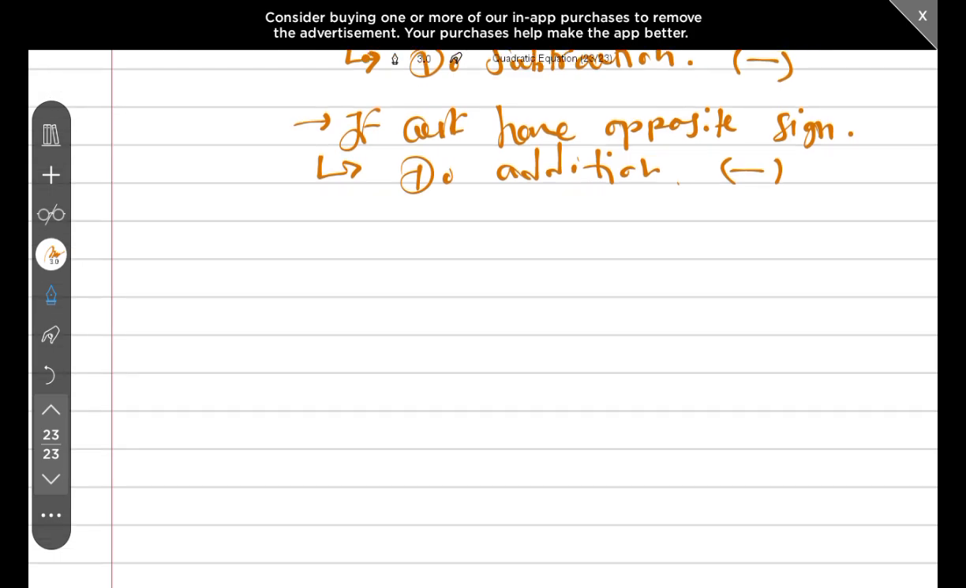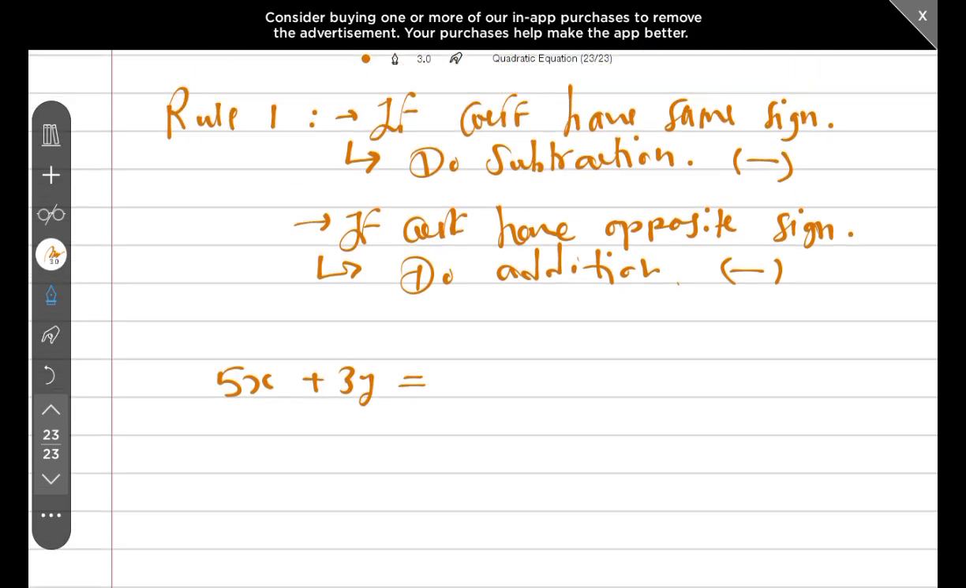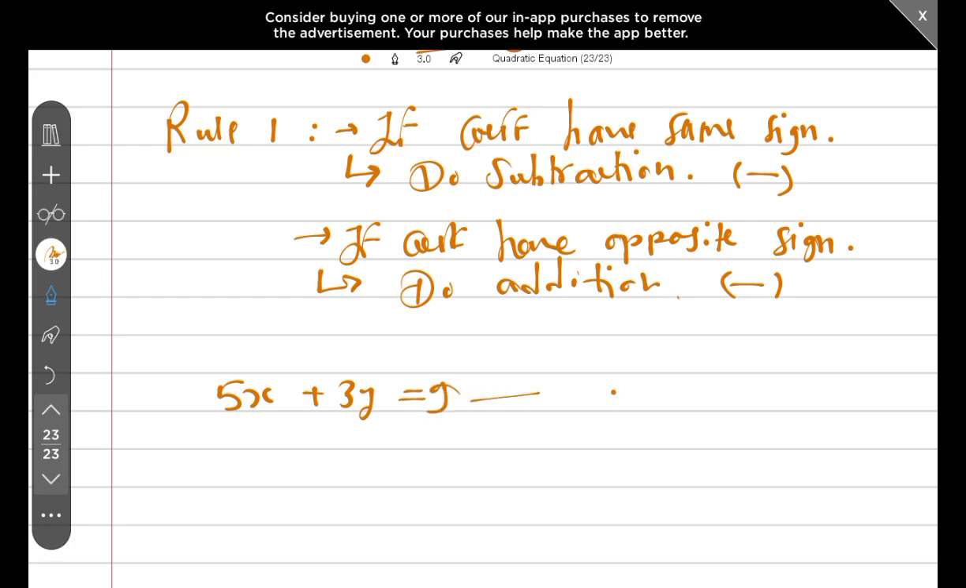Now see what equations we have. We have 5x plus 3y is equal to 9. This is my equation number 1. The other equation I have is 2x minus 3y is equal to 12. So this is our equation number 2.